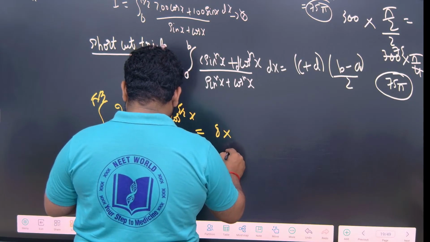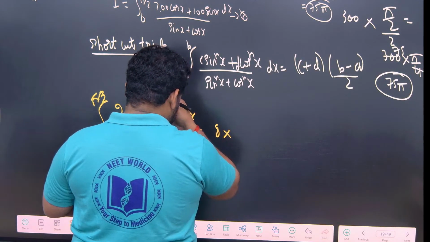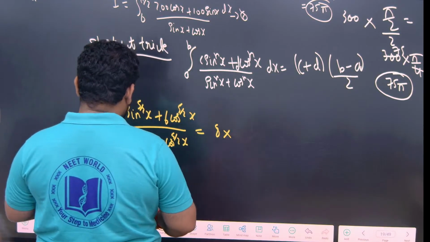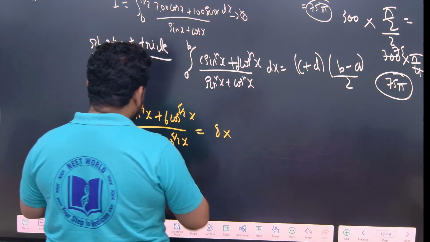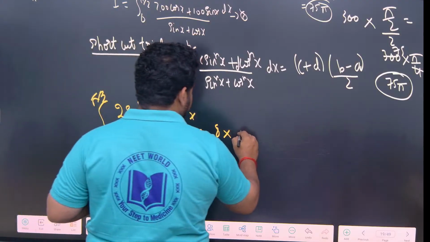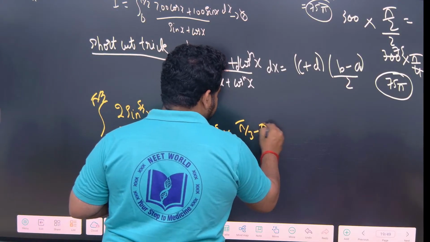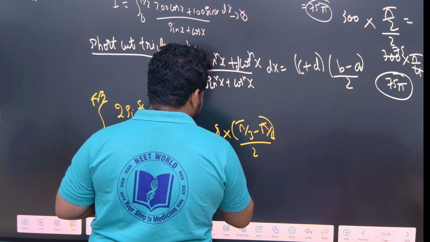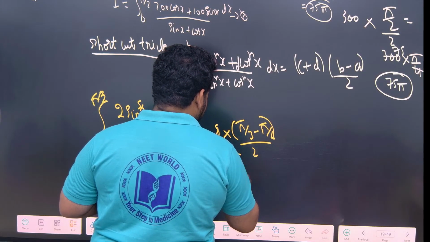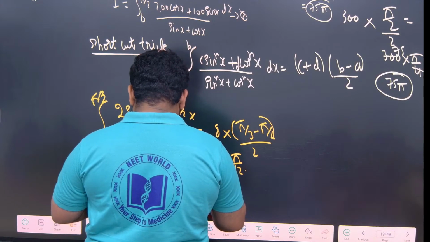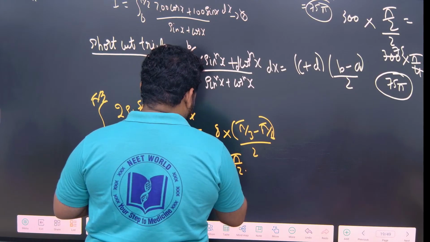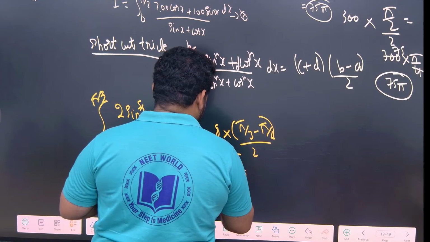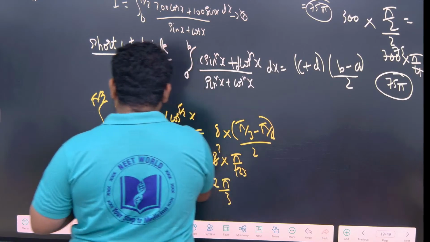Into b minus a. B minus a is what? Pi by 3 minus pi by 6, divided by 2. Pi by 3 minus pi by 6 is pi by 6 only. So that will be pi by 12. Correct, no? That will be pi by 12. So this will be 4 2s are 4, 3s are, so this will be 2 pi by 3.